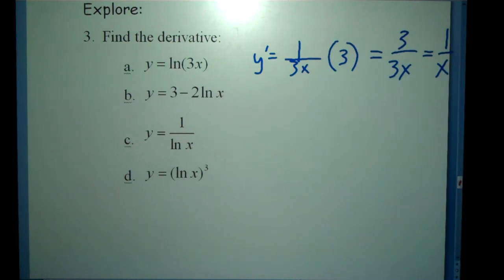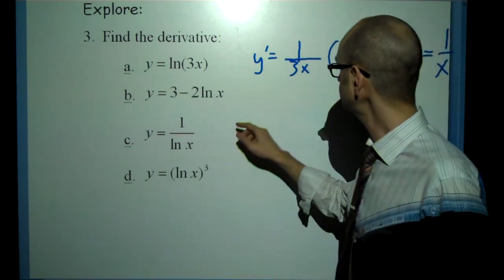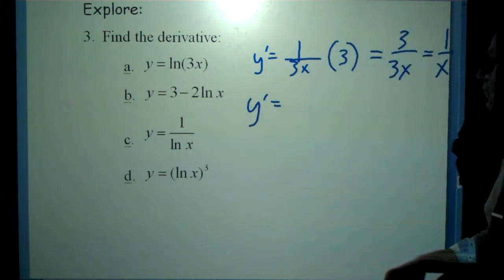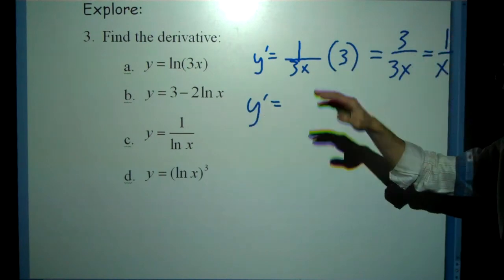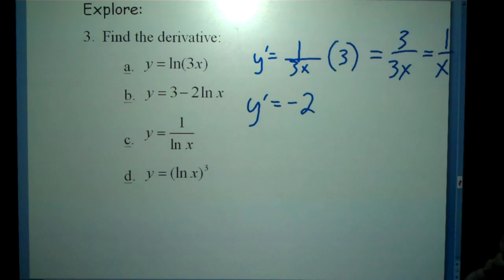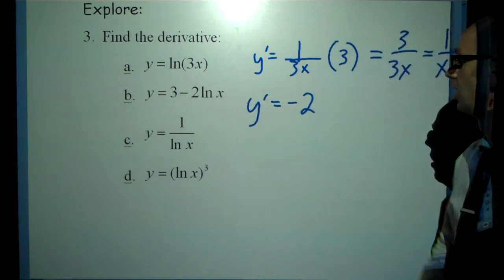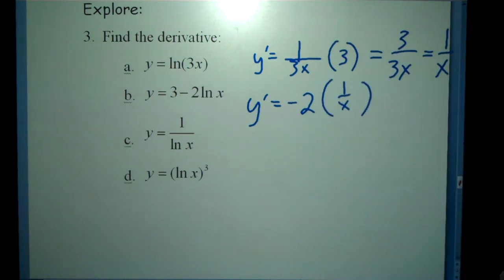Part B, I've got 3 minus 2 times the natural log of x. Well, the derivative of 3 is 0, so that's gone. Remember, any coefficients we have all the way back to our first lesson on the shortcuts, those just stay there. We don't do anything with them. They're just hanging out. So we have negative 2 times the derivative of the natural log of x, which is 1 over x. There's no stuff involved. Now we just multiply those together, and we have negative 2 over x.